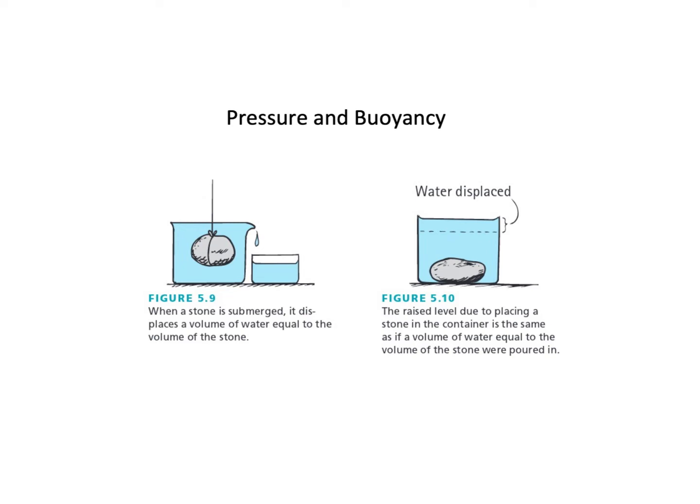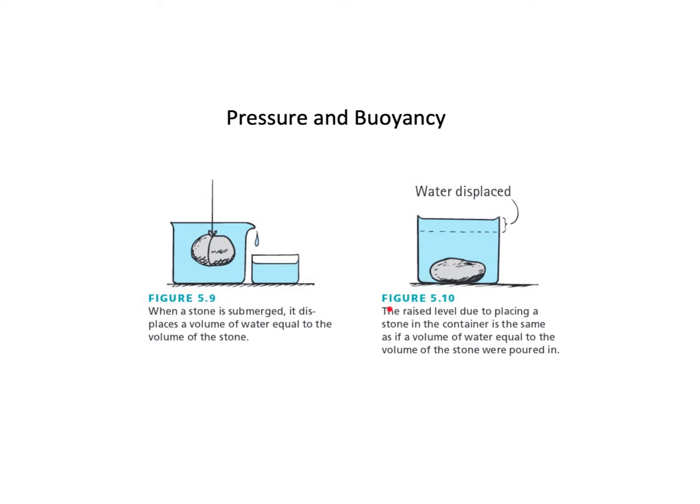Now, if the object is placed in a container of fluid that's not filled up to the brim, what's going to happen is the water level is going to rise. And again, that displacement of water is going to be caused by the volume of this object, the stone in this example, and that's going to displace a volume of fluid equal to the volume of the stone itself.